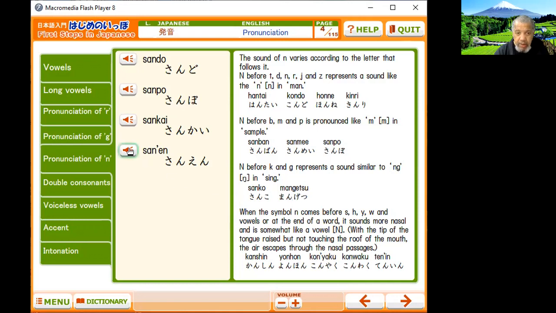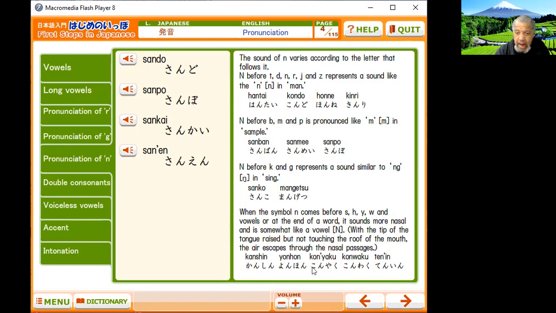Okay. And then how about this one? 3円 Sangen. This is a difficult one because when the N comes before S, H, Y, W, and vowels or at the end of a word, it sounds more nasal. It's somewhat like a vowel, with the tip of the tongue raised but not touching the roof of the mouth, and the air escapes through the nasal path.